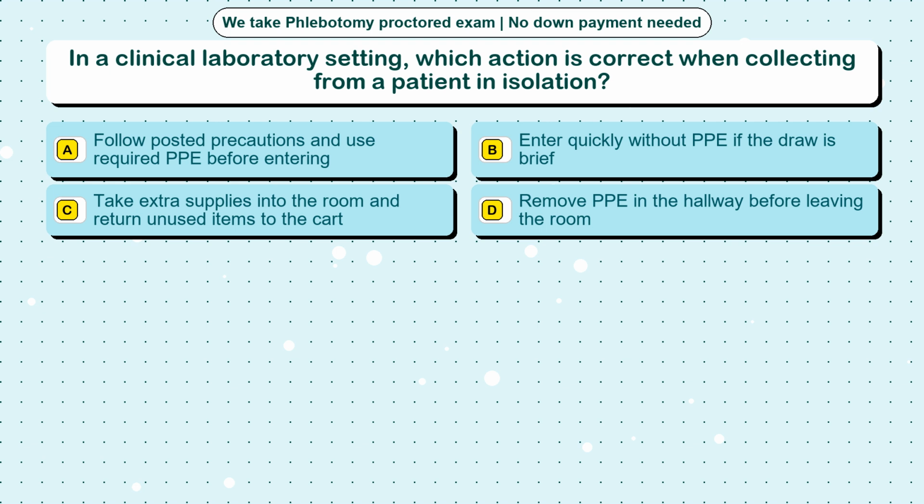Question 92. In a clinical laboratory setting, which action is correct when collecting from a patient in isolation? Option A. Follow posted precautions and use required PPE before entering. Option B.